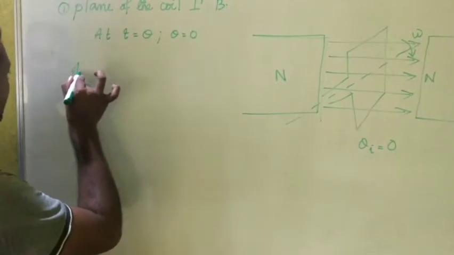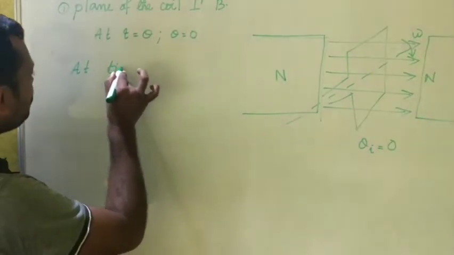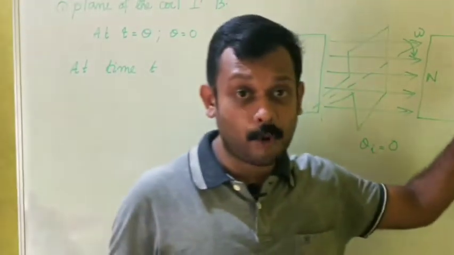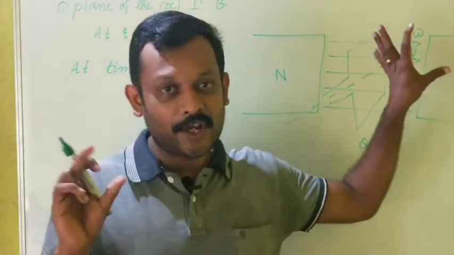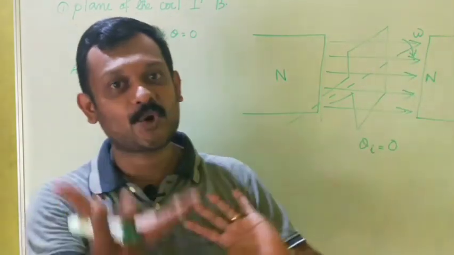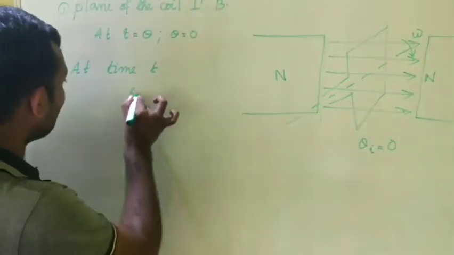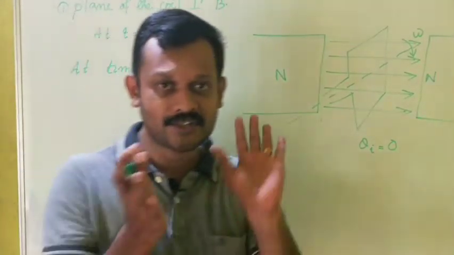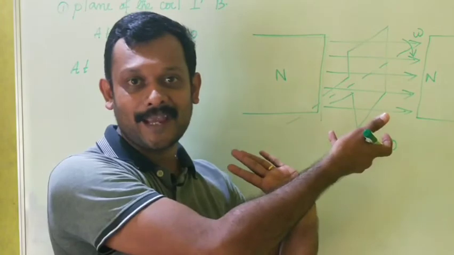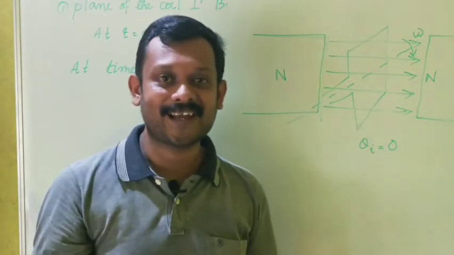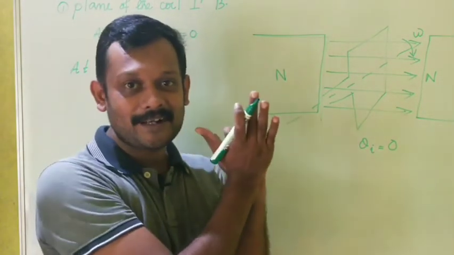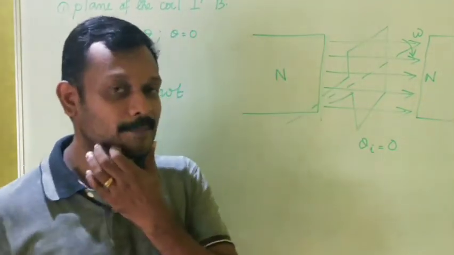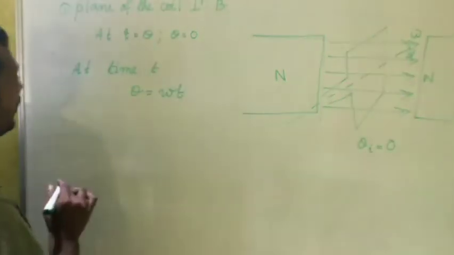Now the second thing: at time t, the coil has rotated through an angle omega t. The initial angle is 0. As the coil has rotated through an angle omega t, the angle turned by the area vector is also omega t. When the plane has turned through an angle omega t, the area vector should also turn through omega t because they are mutually perpendicular. So theta is equal to omega t.